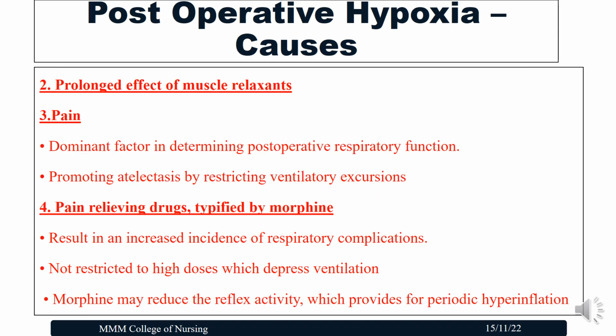The second one is prolonged effect of muscle relaxants. When we are giving muscle relaxants for the patients during the surgery, the diaphragm and the respiratory muscles will be relaxed. So what will happen? The patient will lead to hypoxia.